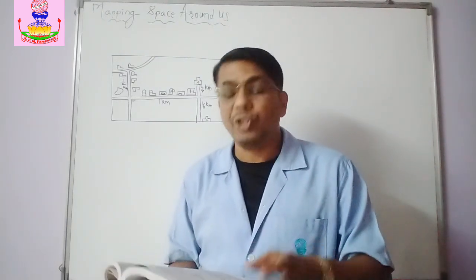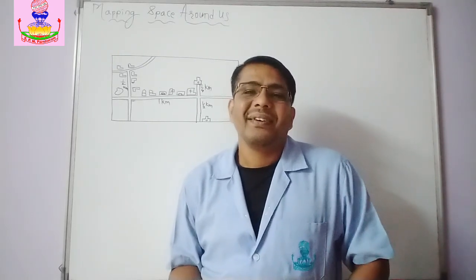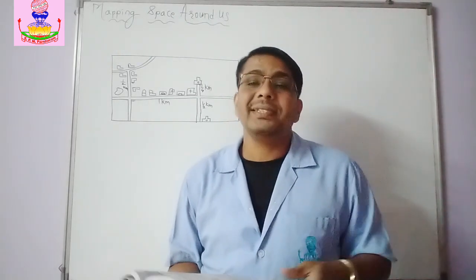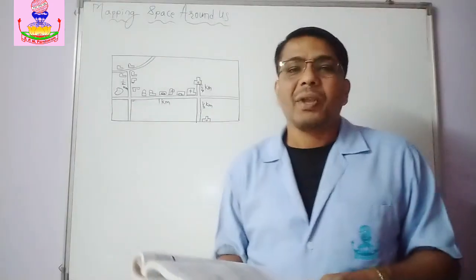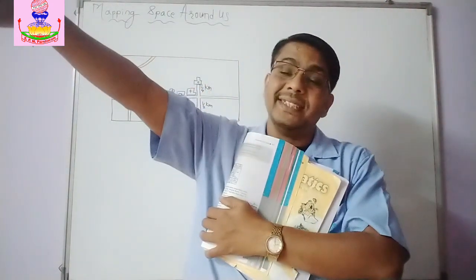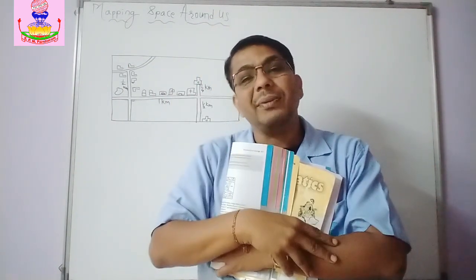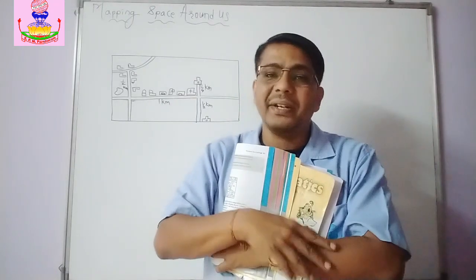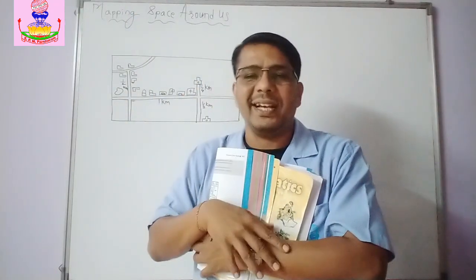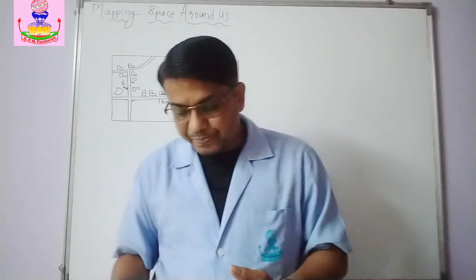Then third, there is no reference or perspective in a map. As I have said, in a picture we show closer trees bigger, and the faraway trees are shown smaller in size. That does not happen in a map. Do you get it? They are all of the same size. So there is no perspective.